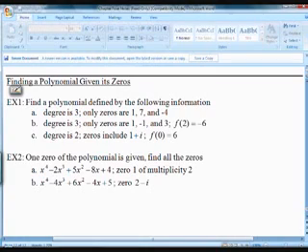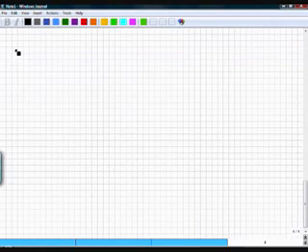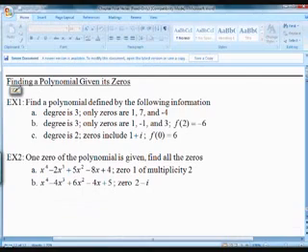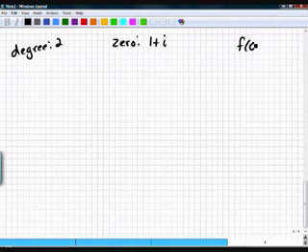Next problem. Degree is 2, so we got a parabola here. Zeros include 1 plus i. Degree 2. Zero is 1 plus i. There you go. And it also says f of 0 is 6. It gives you the y-intercept actually. F of 0 is 6.